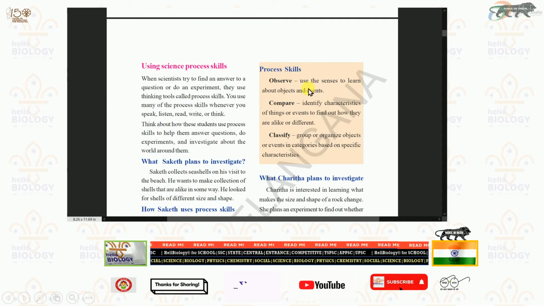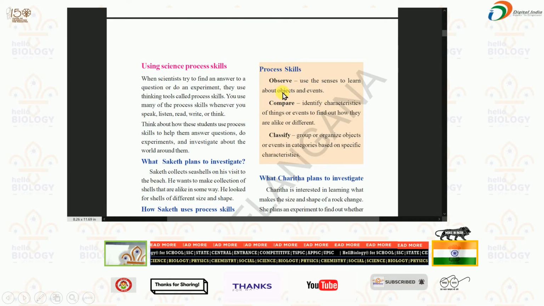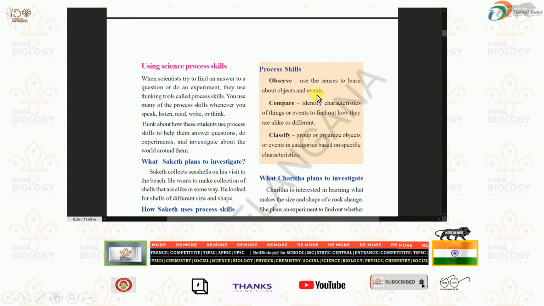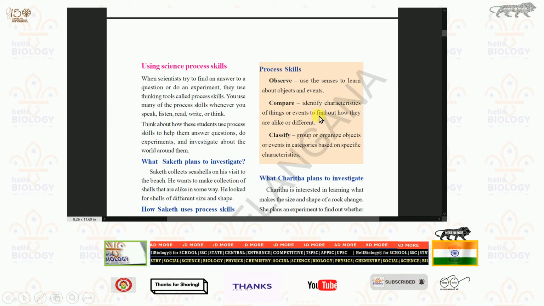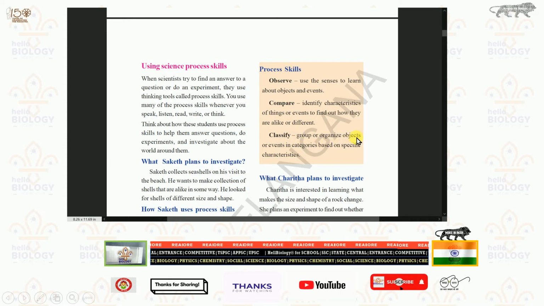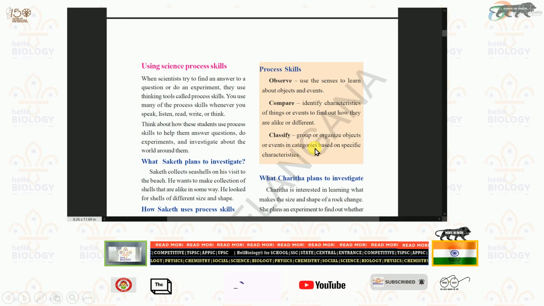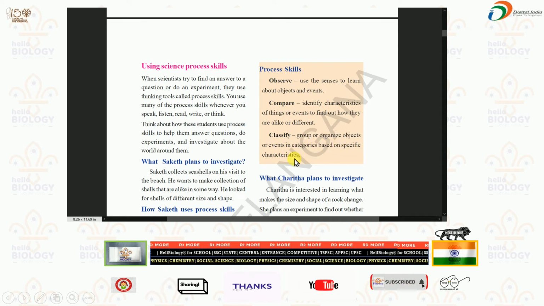And next, processing skills. You need to remember these for the FA1 revision test. Observe, compare, classify. Use the senses to learn about objects and events. Compare means identify characteristics of things and events to find how they are alike or different. Classify means group or organize objects or events in categories based on specific characteristics.